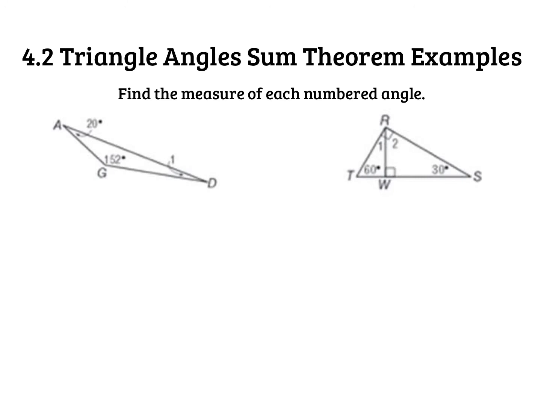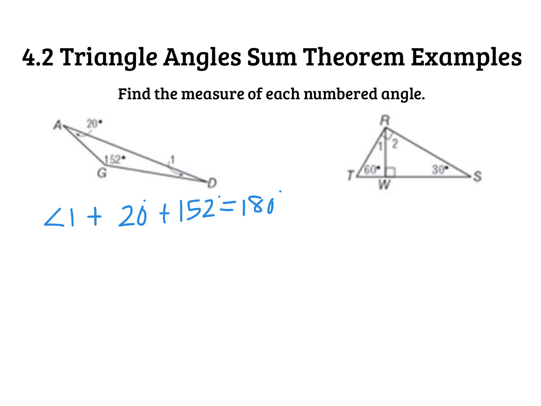Find the measure of each numbered angle. Here on the picture on the left, we have a few angles. We have angle 1 that's missing. Angle G is 152 degrees. Angle A is 20 degrees. Now, I know that these three angles combined should add up to 180. So if you want to set up an equation, you can. You can say angle 1 plus 20 plus 152 should equal 180. And then you can just solve for angle 1.